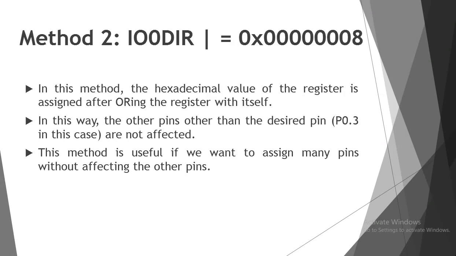Method 2, IO0DIR |= 0x00000008. In this method, the hexadecimal value of the register is assigned after ORing the register with itself. In this way, the other pins other than the desired pin are not affected. This method is useful if we want to assign many pins without affecting the other pins.